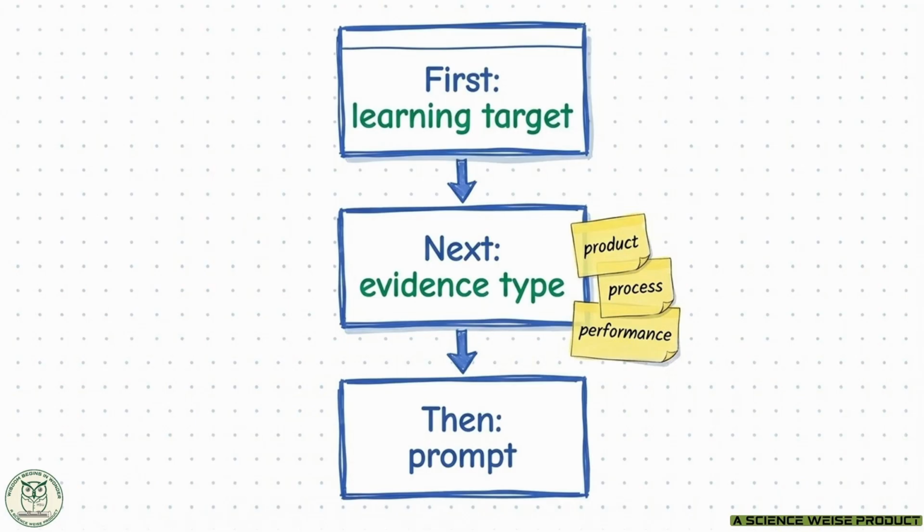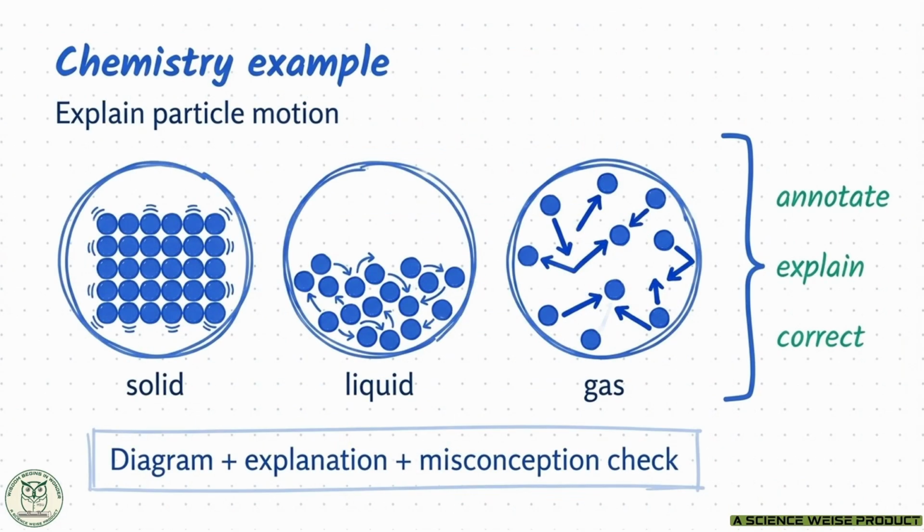So teacher talk might sound like this. My learning target is students explain particle motion and spacing across states of matter. The evidence I want is one annotated diagram, one short explanation, and one check for common misconception. Build me a short practice task that requires those three things. This is already a much better prompt than make me a chemistry worksheet on states of matter. What students do is clearer too. They're not just filling in blanks, they're modeling, explaining, and checking.